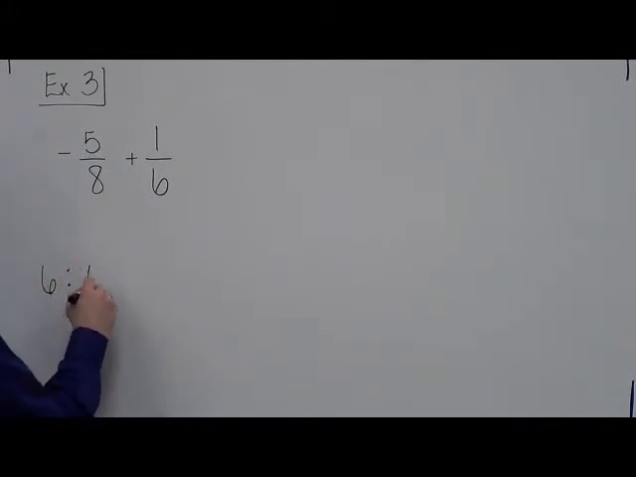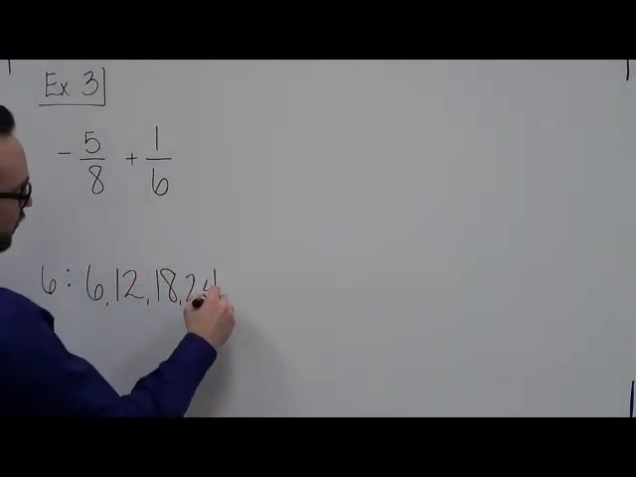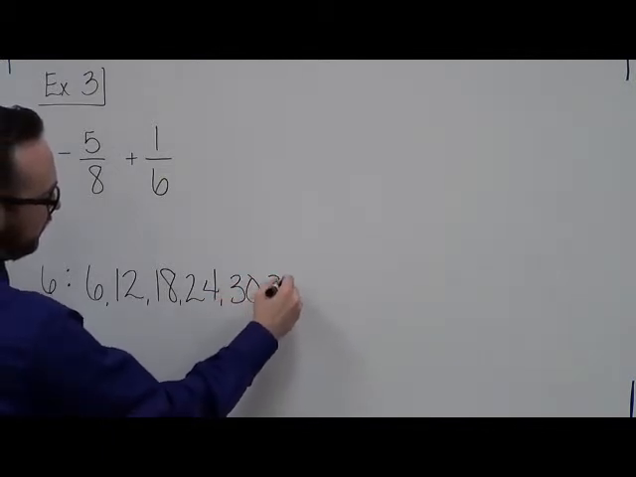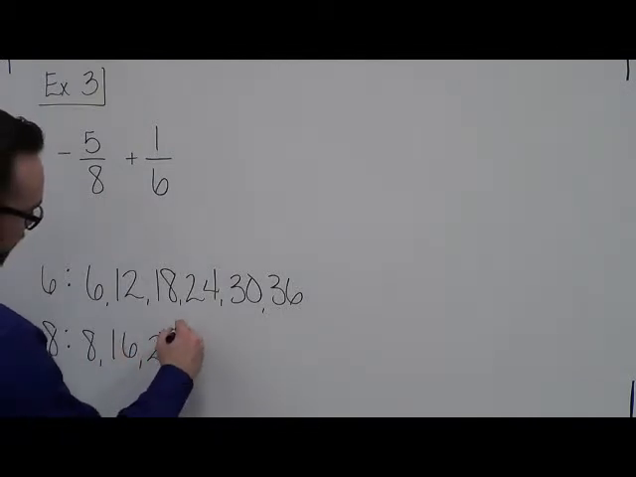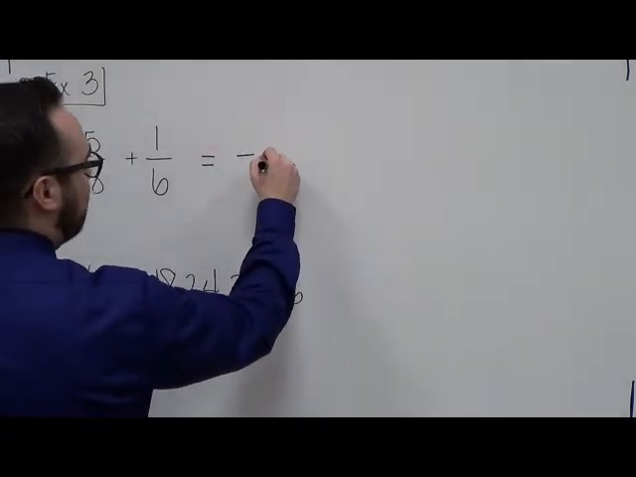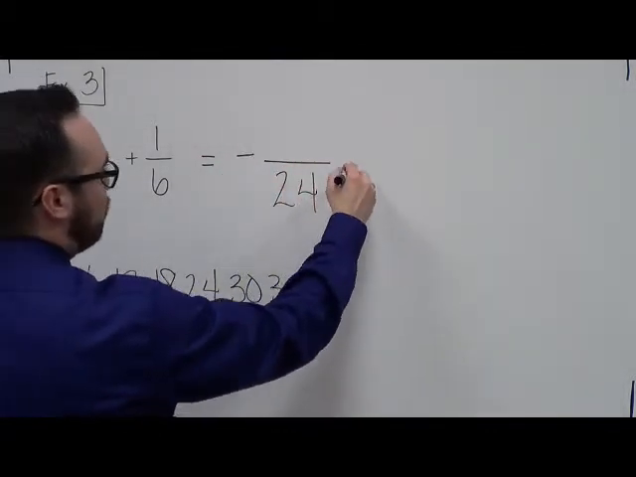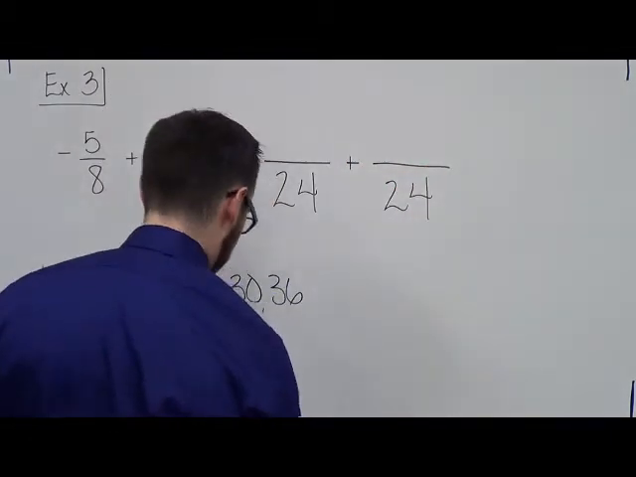Just to reiterate, if I go to an aside here, multiples of 6 are going to be 6, 12, 18, 24, 30, 36. Those are all multiples of 6. Now the multiples of 8 are going to be 8, 16, 24. These two match, so that's my least common multiple. That is what I want to make these fractions into. So when I rewrite these fractions, I want them to have a denominator of 24, because I don't want to make it bigger than it has to be. I want to try to keep everything relatively small.